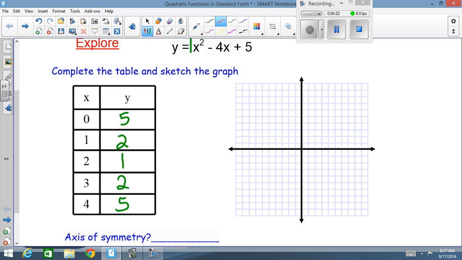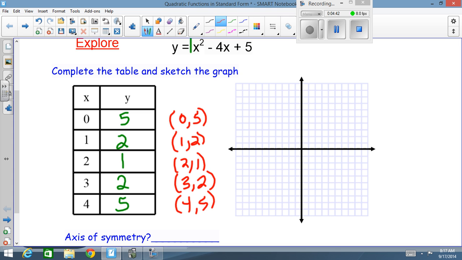So let's go ahead and plot these points. This is the point (0, 5), an x value of 0, y value of 5. This is the point (1, 2), and so on and so forth. We're going to plot these on our graph, and then we're going to sketch our parabola.